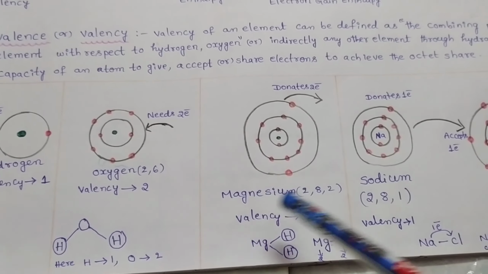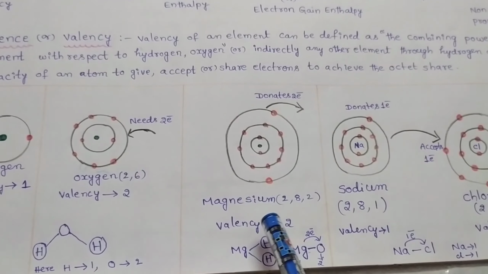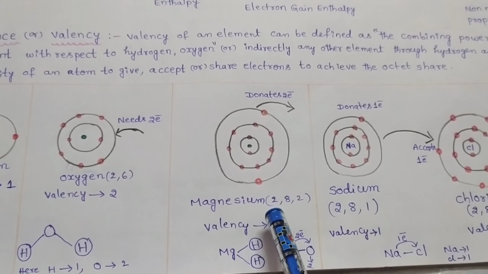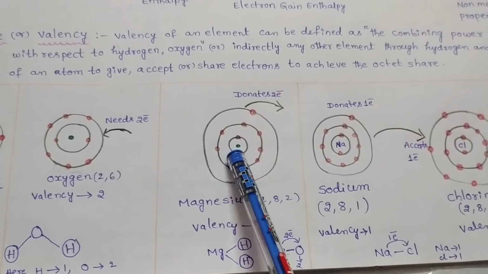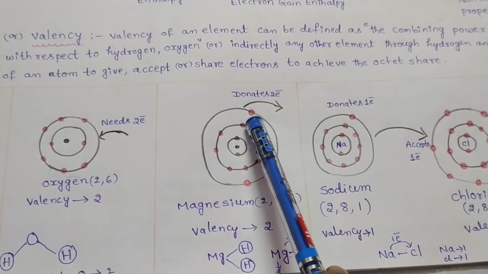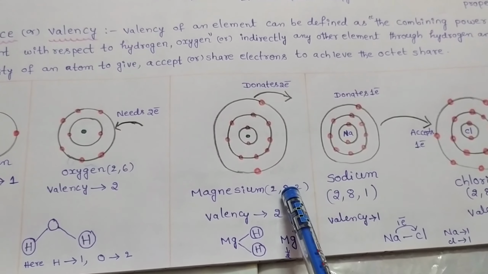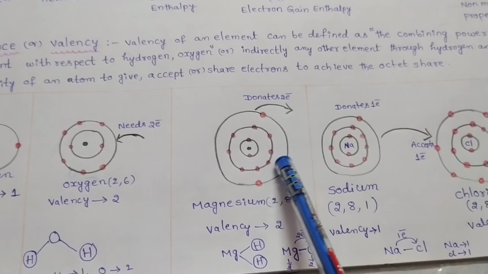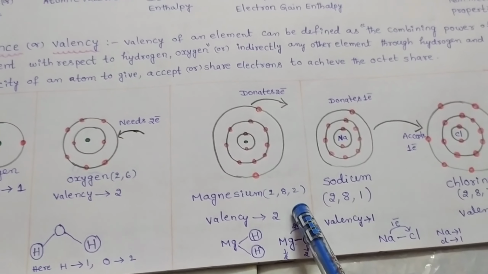We can take one more example. Here, magnesium. The magnesium atomic number is 12. The electronic configuration is 1s2, 2s2, 2p6. This is the second orbit, and the second orbit contains 8 electrons. And the third orbit is 3s2. This third orbit contains 2 electrons.